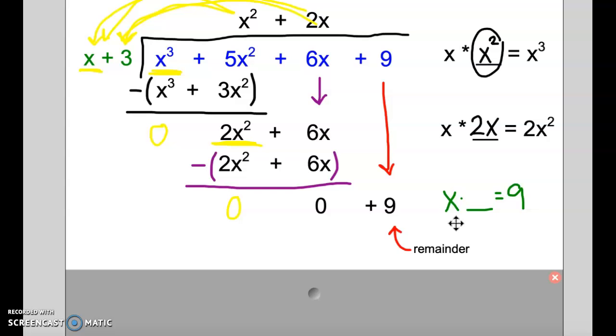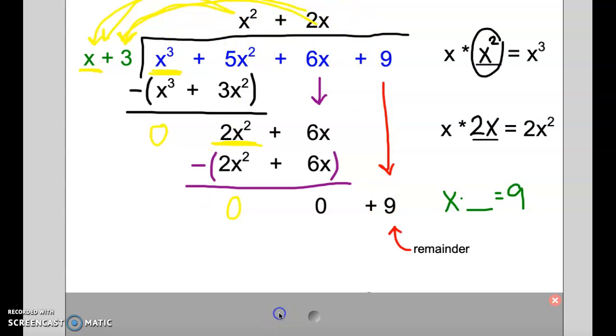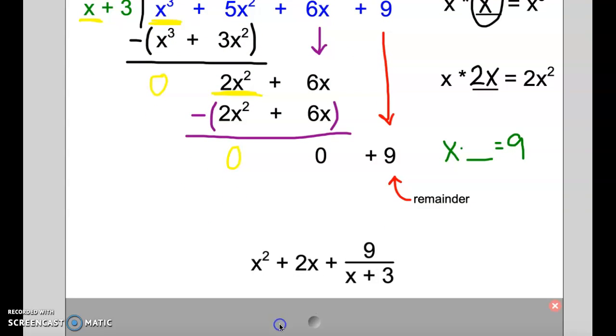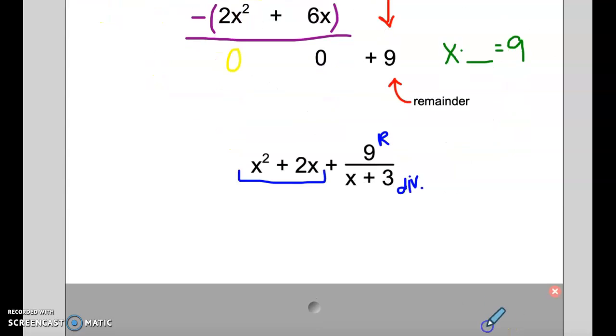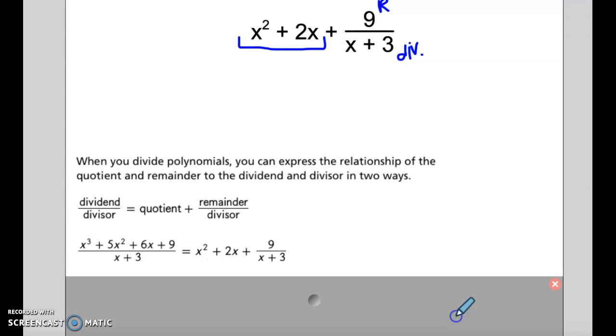So once we have that, we can write our final answer. Remember before, our answer is our quotient, what's up top. Okay, so how we're going to write our answer is I'm going to have the quotient, x squared plus 2x. So that's the first part, plus my remainder, which is 9, over my divisor. That's how we write our final answer. If you want to write that out like this, go for it. So when I did this division, it equals my quotient plus my remainder over my divisor.